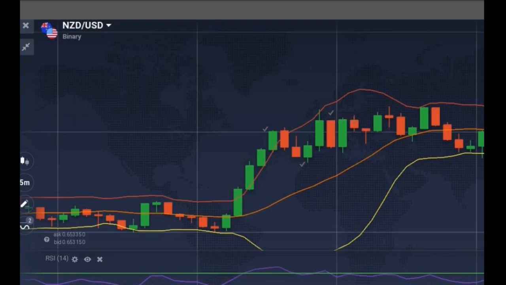Okay, so it's 90% accurate. You will win 90%. That is 9 out of 10 times, 9 out of 10 trades. So it's very, very, very accurate.